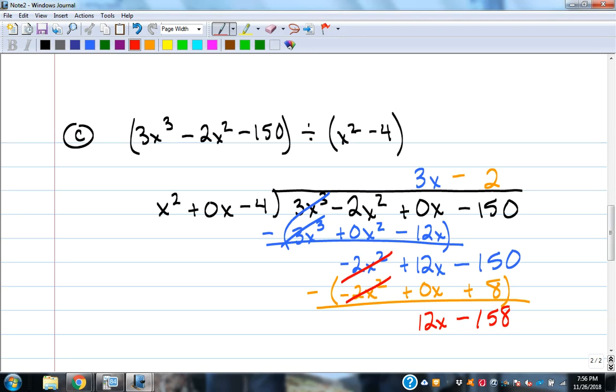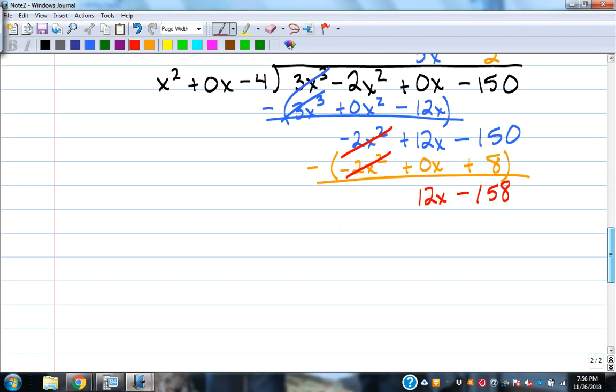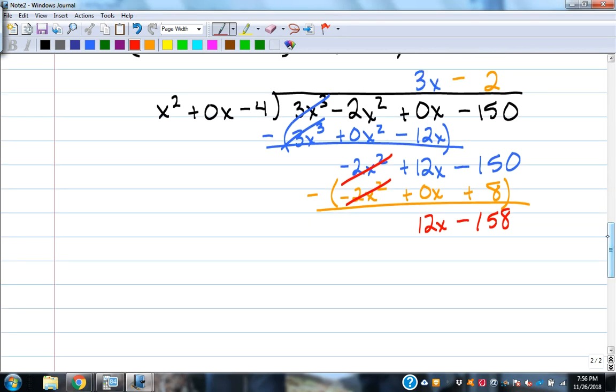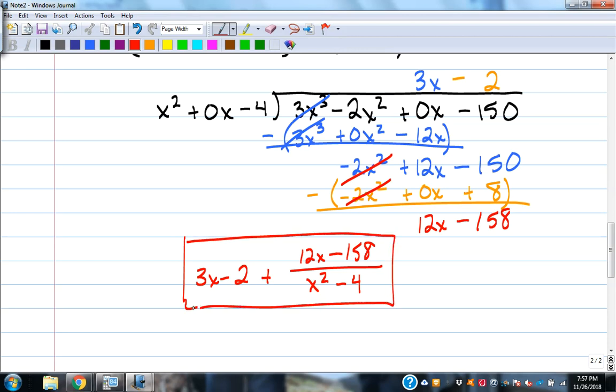All right. Now, is that the remainder, or can we divide one more time? Why is it the remainder? Got 2 terms versus 3, and also this is smaller than what I'm dividing by. So that's how I know I'm done. Okay, so that's the remainder right there. So we go to write the quotient is 3x minus 2 plus 12x minus 158 over x squared minus 4. And I'm just going back to that original divisor because it's shorter to write.